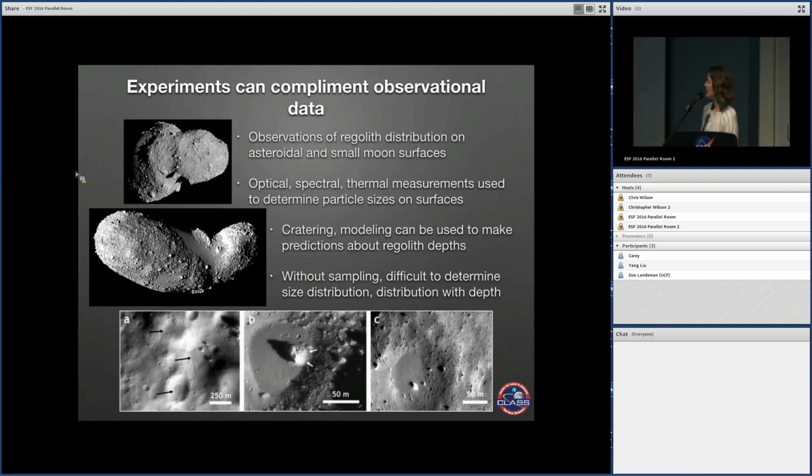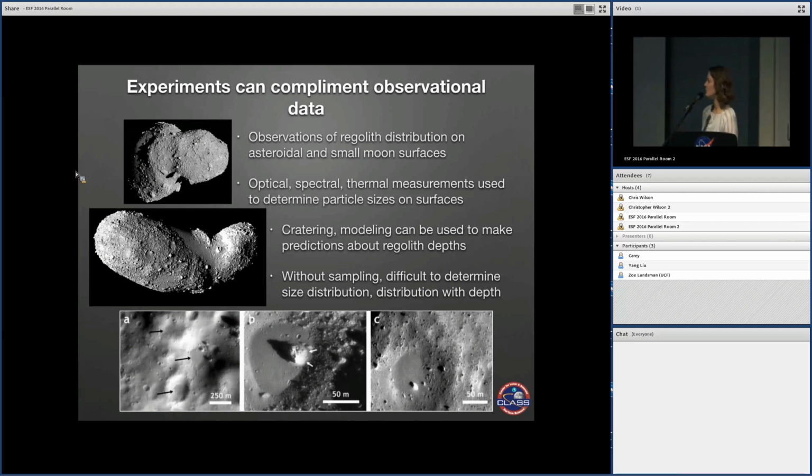We can look at optical, spectral, thermal measurements, try to get at particle sizes, for instance, and maybe particle size distributions on surfaces. As Dr. Britt mentioned, we can use meteorites that have fallen to infer particle sizes and particle size distributions of these regolith properties. And you can also use cratering and different modeling efforts to look at how regolith is going to be distributed with depth on the surface of an asteroid or on the moon, for instance.